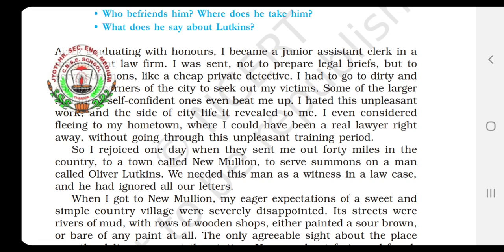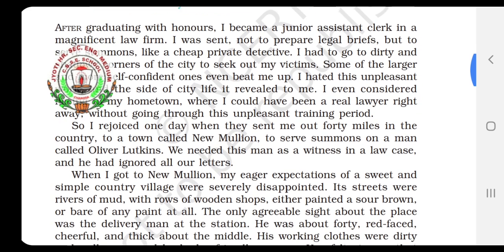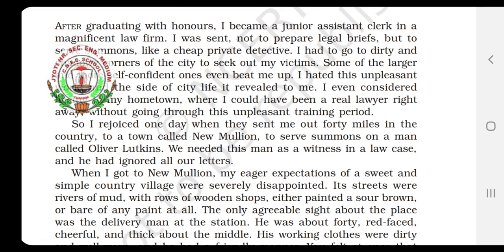For what purpose? To serve or give that summons to a man called Oliver Lutkins. The summons was in the name of Oliver Lutkins, and he had to be presented in the court for a witness purpose. Witness means the evidence, for proof. For the law case, some case was going on, and for that case he was the proof. And he had ignored all the previous letters sent to him, to be presented in the court. He never appeared. So now the narrator had to go to find that person, Oliver Lutkins.